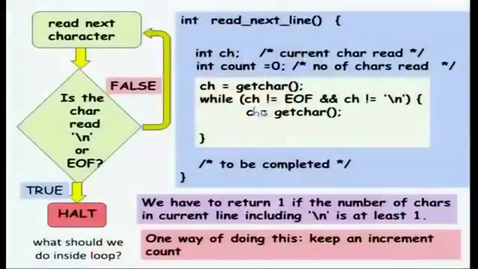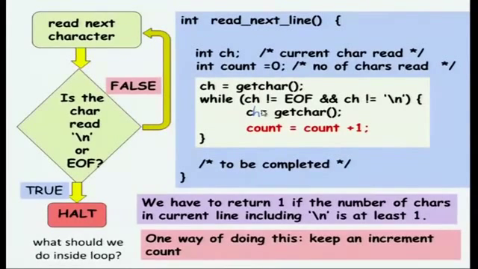So, if there is at least one character which is neither new line nor end of file in that line, we have to return a 1, otherwise let us say we return a 0. Okay. So, one way to do that is to keep a count of the number of characters we have read. For every character which is neither end of file nor a new line, we will keep a count of characters.